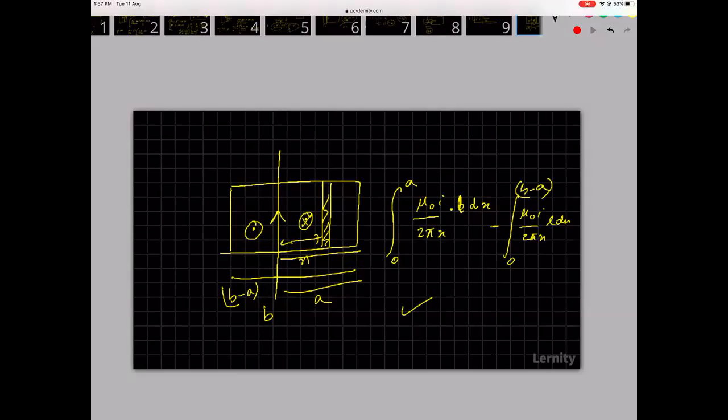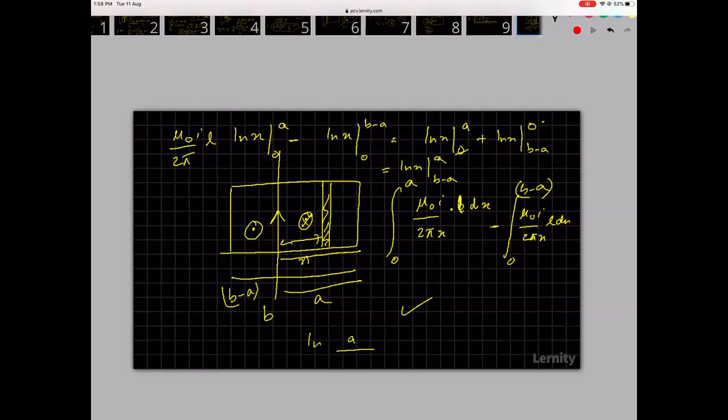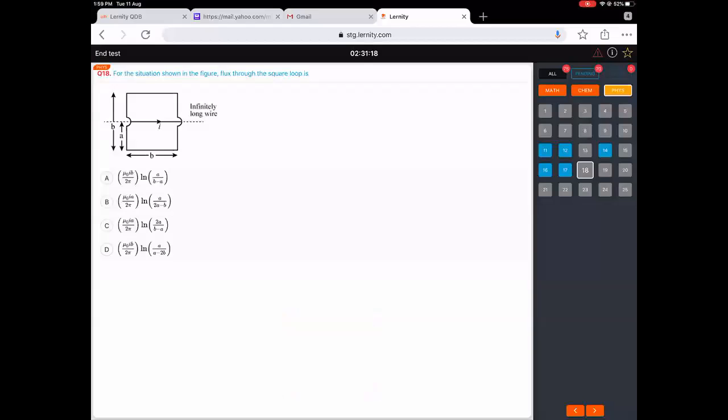So this will become ln x. It will become mu naught I by 2 pi L, ln x from 0 to A, minus again ln x from 0 to B minus A. You can change this to ln x from 0 to A plus ln x from B minus A to 0, and then you can say it is equal to ln x from B minus A to A. That will give you ln of A by B minus A. So mu naught I L by 2 pi. I think this is the answer for that.